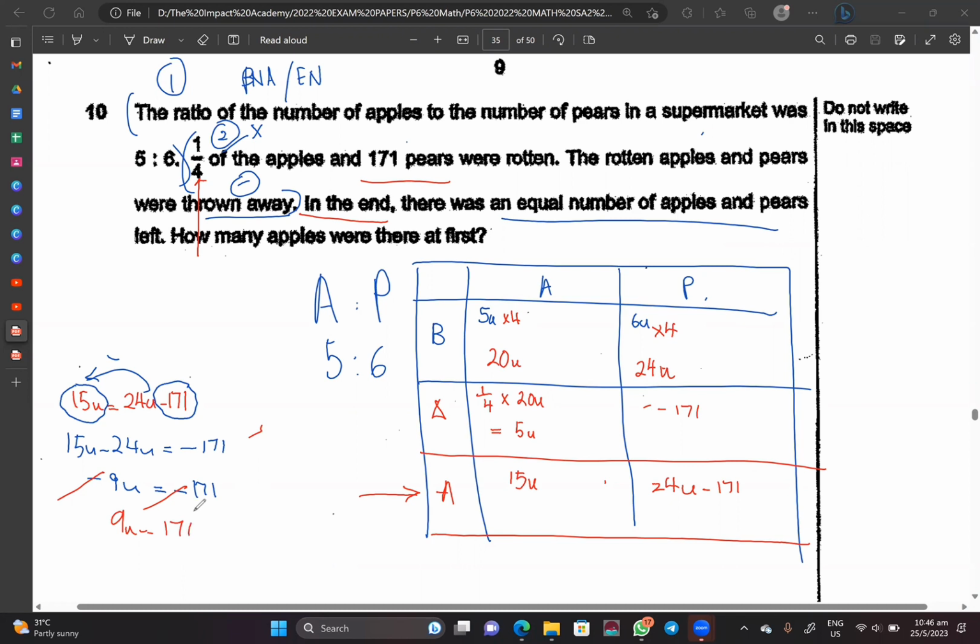Okay, so if 9 units equals 171, we find 1 unit. 1 unit is equal to 19. How do I get to 19? Because 171 divided by 9. And you go back to the question. The question says, how many apples were there at first? At first, definitely, we have to look at this box over here. Can you see that? All right, so therefore my answer has to be 20 times 19, and that gives me 380 apples at first.